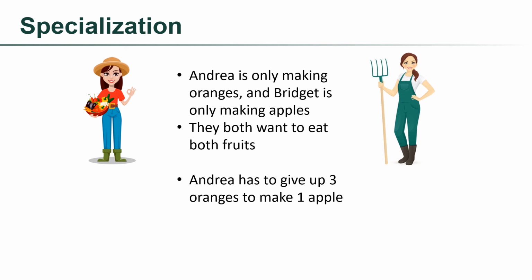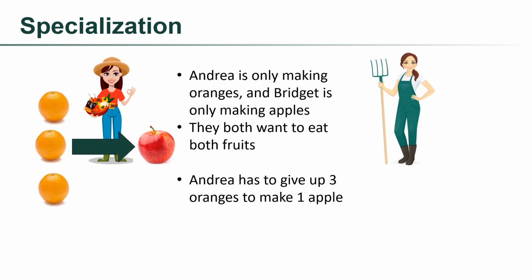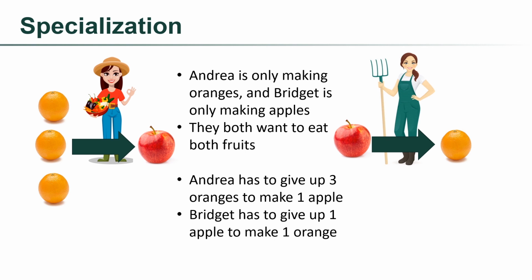Andrea has to give up 3 oranges to make an apple. Again, that's if she says, you know what, I have this mountain of oranges, and it's great that the world is better off and has more oranges. I just want to eat an apple. So in order for Andrea to do that, she has to give up 3 oranges. She stops growing 3 oranges, and in exchange can grow an apple. Bridget, mountain of apples, says, you know what, I don't want to just eat apples. I want to grow an orange instead. She gives up 1 apple to make 1 orange.